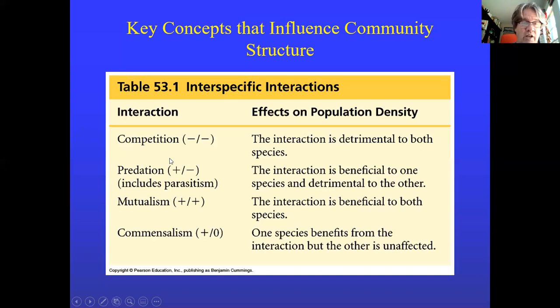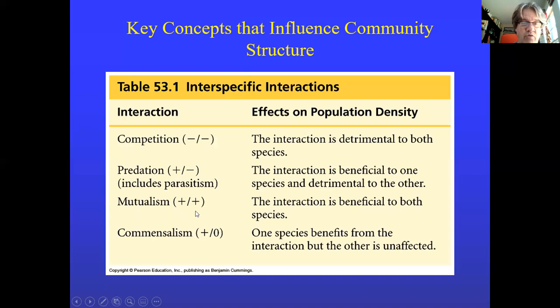Predation is another interaction, which is positive for one organism, right? The organism that's eating the other organism, it's good for them. They get calories and energy supply from that, and the other one dies. So that's negative. It's very detrimental to the organism that's preyed on, but very good for the organism that's doing the preying.